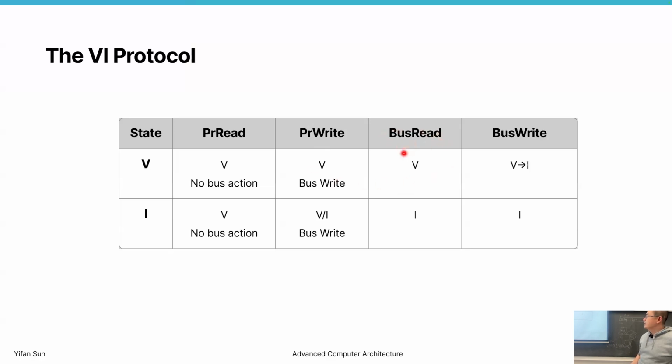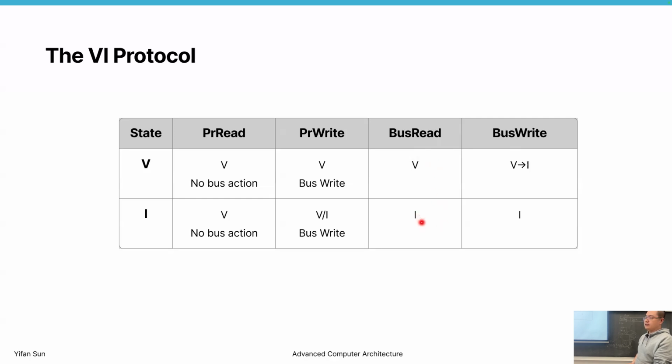Now for bus read, you need to be careful. These are bus read and bus write. Those are overheard data, overheard messages, where this cache is not the intended destination. I hear someone is reading the data. In this case, we say, oh, we're currently in V state and some other cache is reading this data. That's okay. We can keep it in V state.